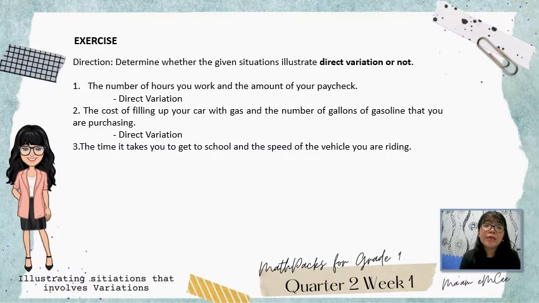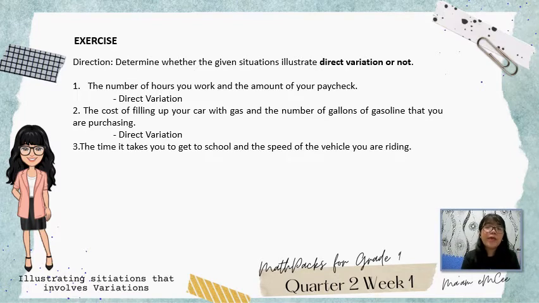Third, the time it takes you to get to school and the speed of the vehicle you are riding. So, does this illustrate direct variation or not? What do you think will happen if the time it takes you to get to school is shorter? Do you think the speed of the vehicle you are riding is fast or slow? If the time it takes you to get to school is shorter, that means the speed of the vehicle you are riding is faster.